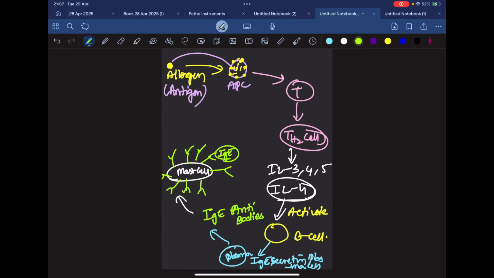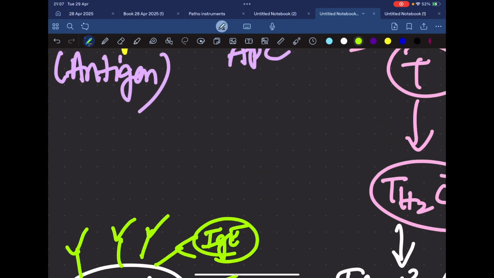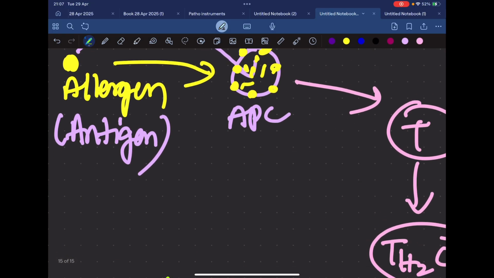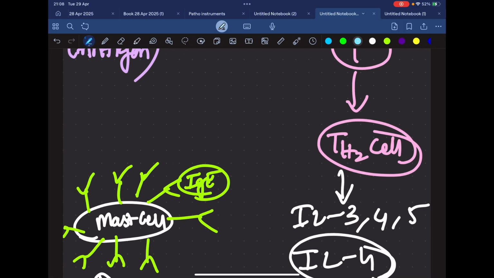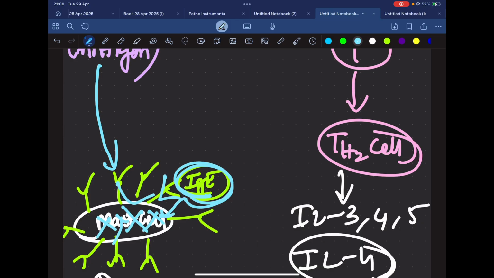So this all happened during the first attack by the allergen. During the second attack of the allergen, what happened? Directly the allergen, or antigen, is going to activate the IgE antibodies on the mast cell. These IgE antibodies are going to cause degranulation of the mast cell.